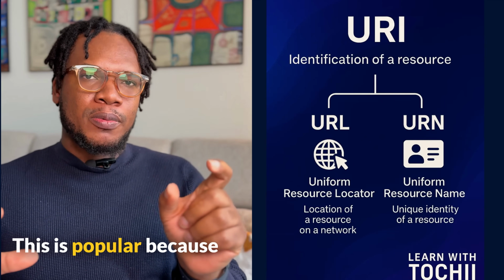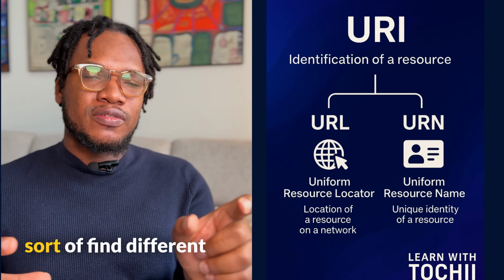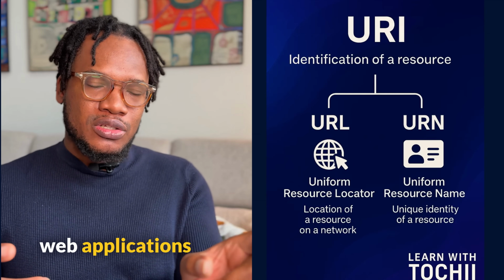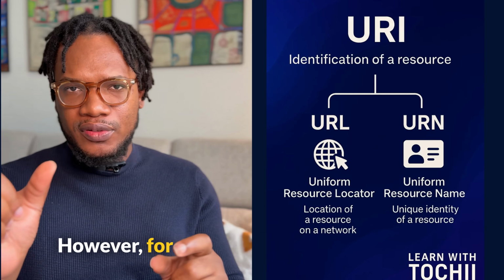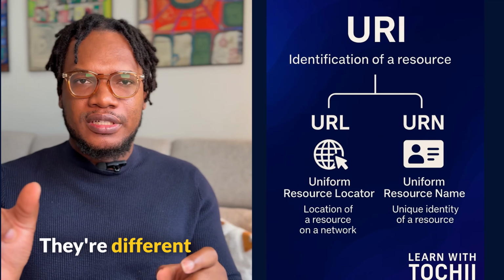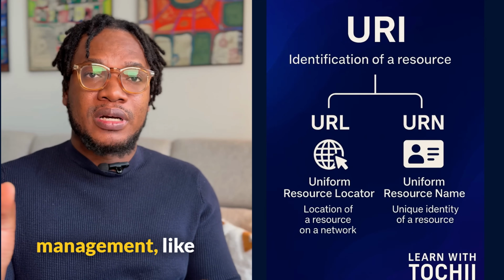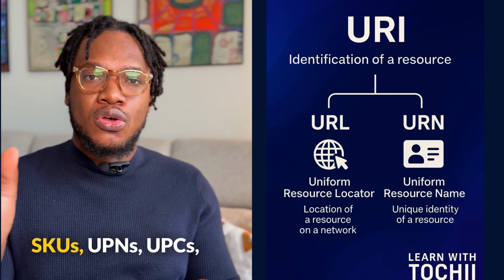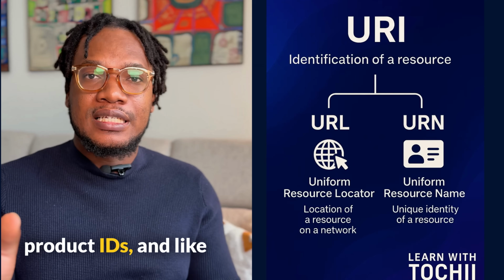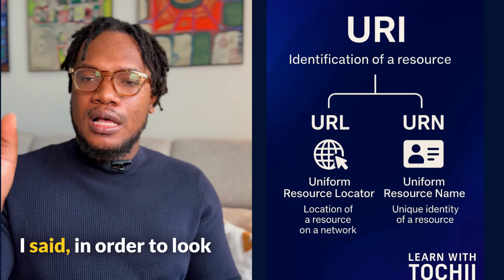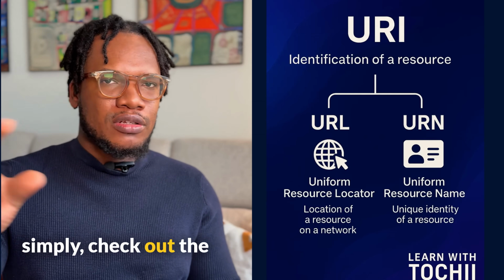URL, this is popular because this is basically how your World Wide Web works and how you find different web applications or web servers on the internet. However, your URNs are different because they are used in commerce for inventory management like SKUs, UPNs, UPCs, product IDs. And like I said, in order to look at examples of URNs, simply check out the product ID.